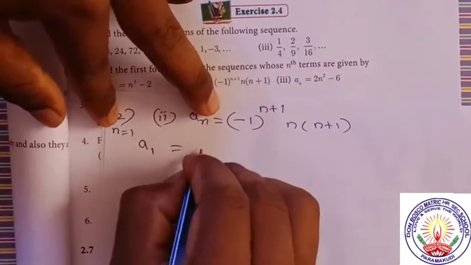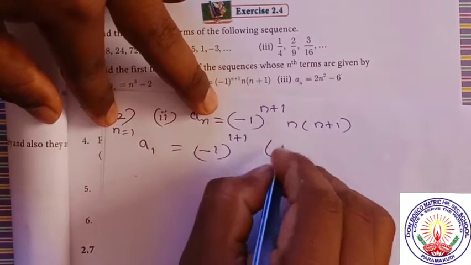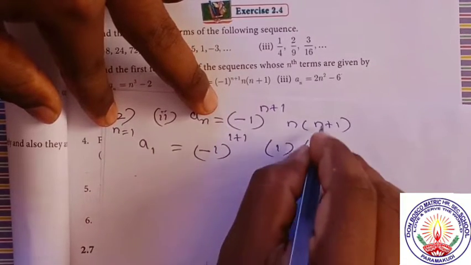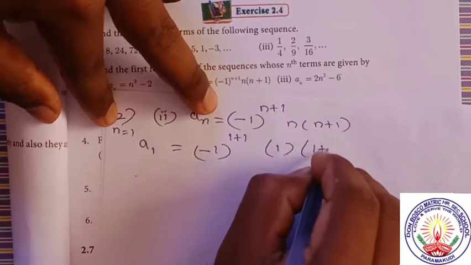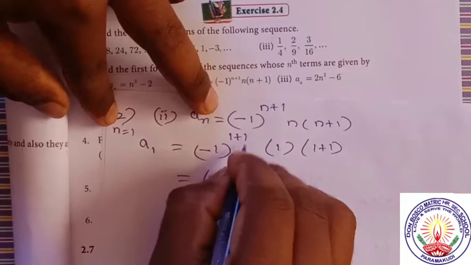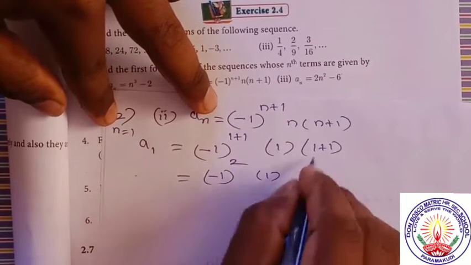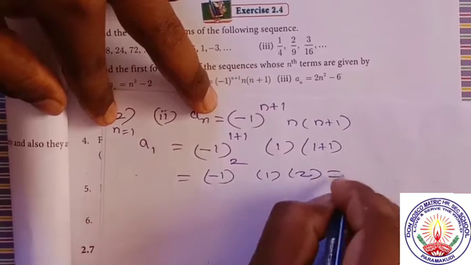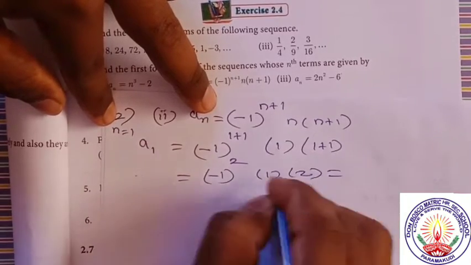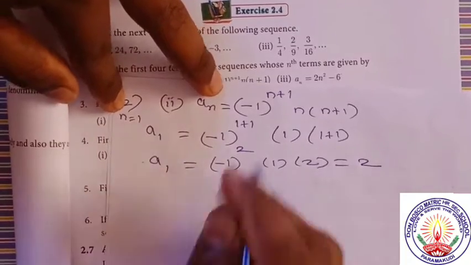So the answer: (minus 1) to the power 1 plus 1, into n is equal to 1, into 1 plus 1. 1 plus 1 is equal to 2. So (minus 1) to the power 2 is plus 1, into 2, is equal to 2. So therefore A1 is equal to 2.